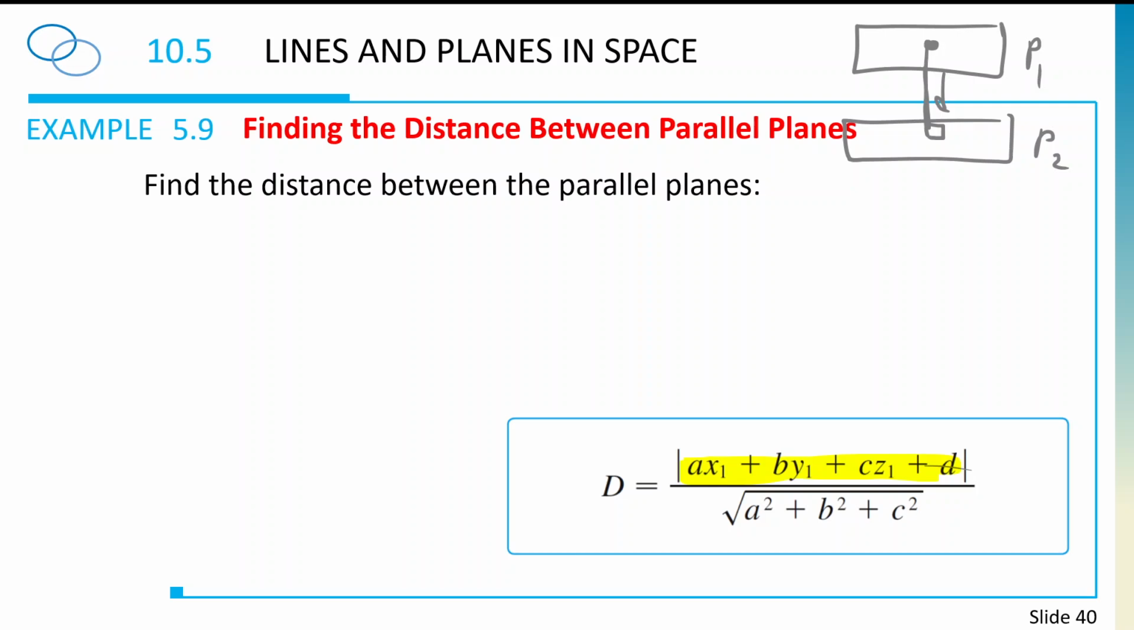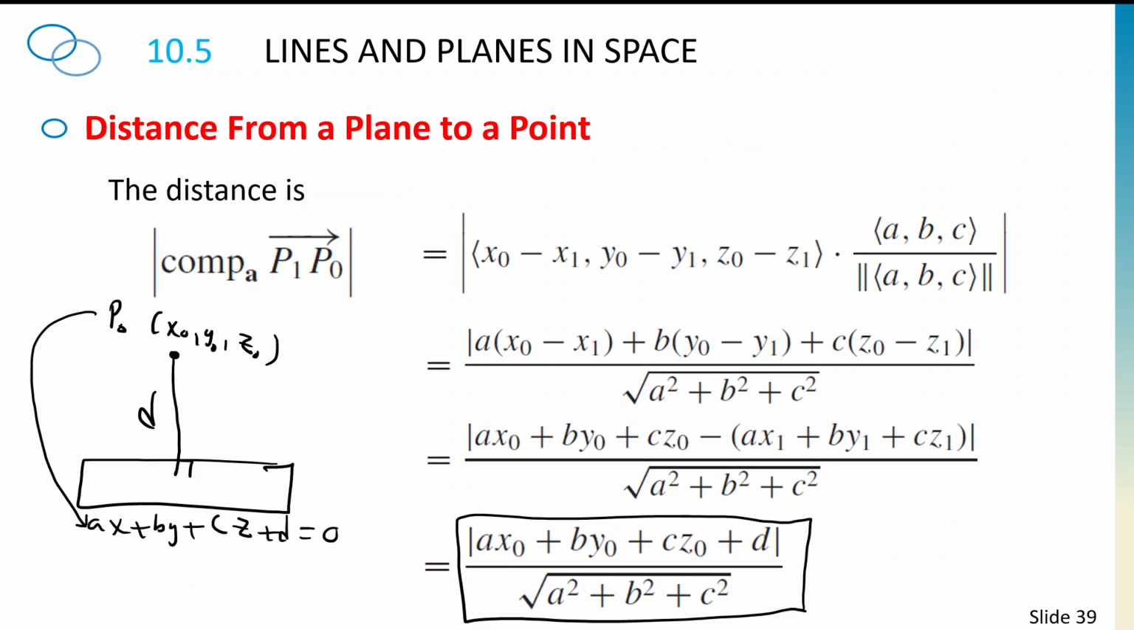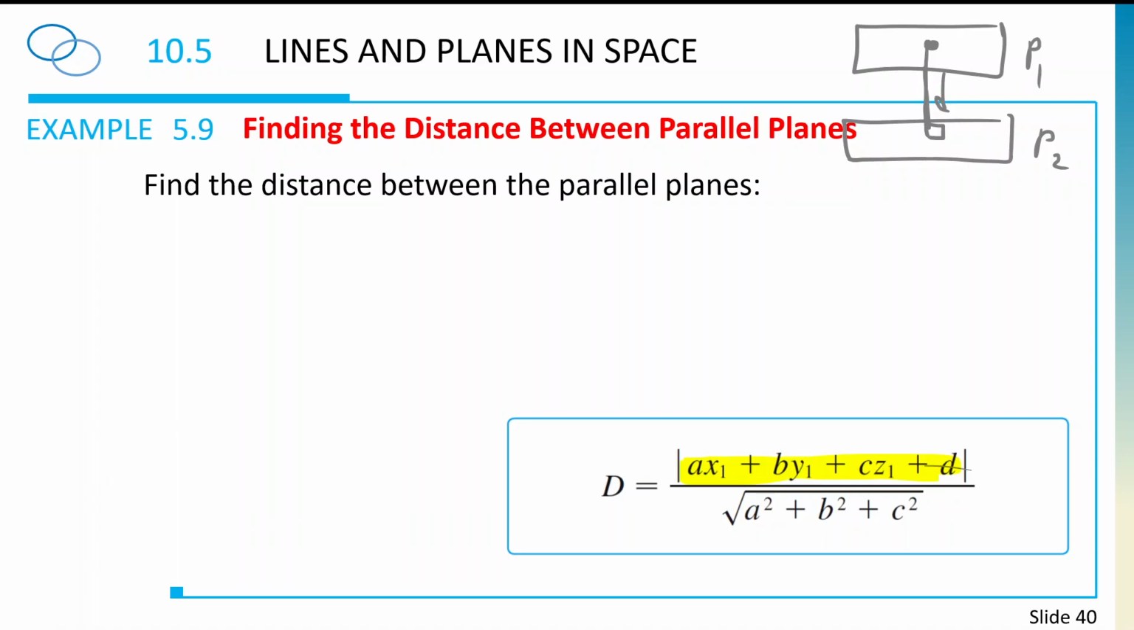This is example 5.9. I need to find the distance between two parallel planes. We were talking about one point and a plane, and then suddenly we're talking about two planes. So what's the story? If I need the distance between two parallel planes, it's still the same distance between one point and one plane. If they are parallel to each other, it's still the same distance, right?